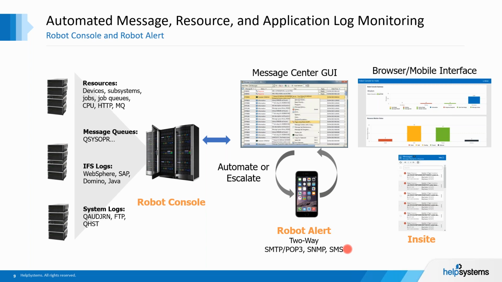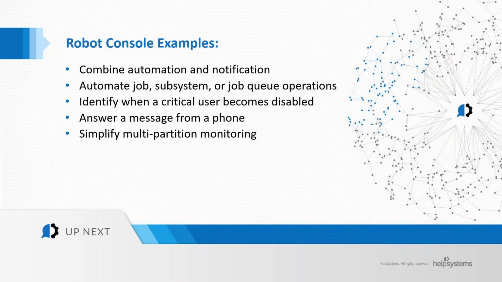They work together. Robot Alert actually works with all of our various robot products, whether it's scheduling, monitoring, performance, report management, backup and recovery, and so forth. So if you have Robot Alert and it's set up, you can use it with Robot Console. You can use it with all the rest of our various robot products.